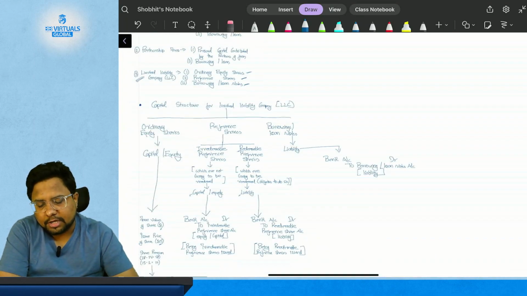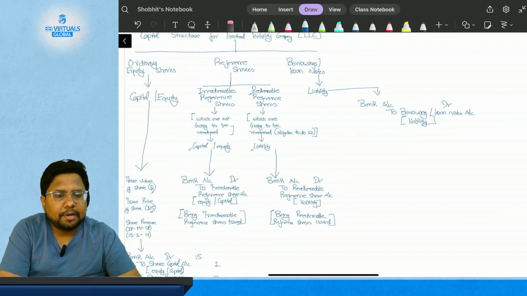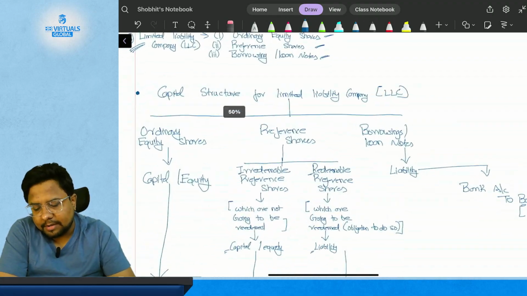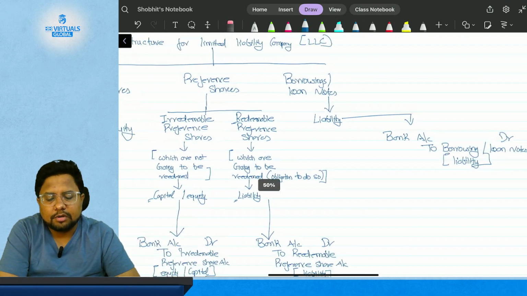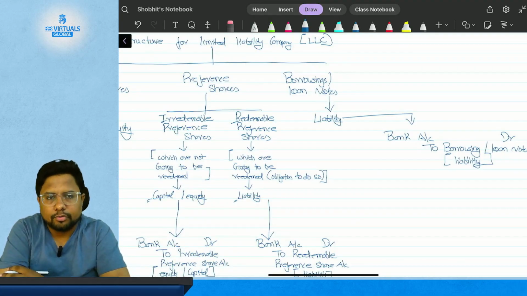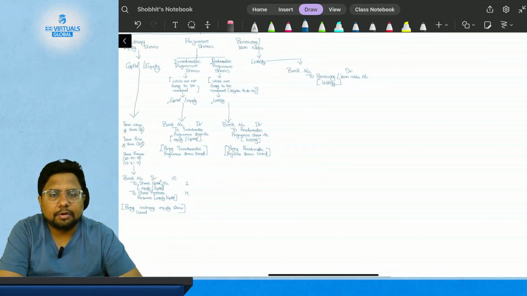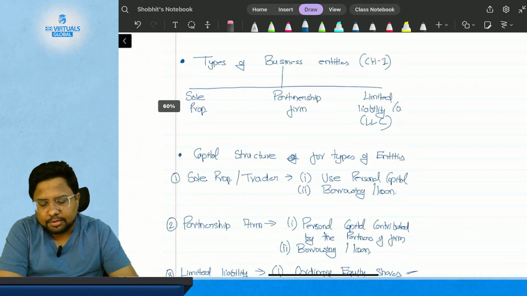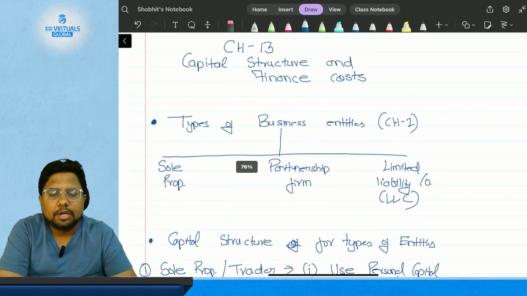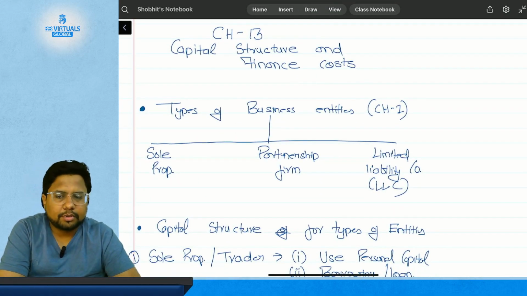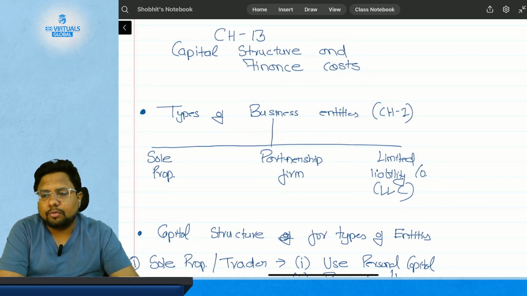Okay, so this is how we are going to record the different types of capital structure for the limited liability company: ordinary equity shares, preference shares, and borrowings or loan notes. These are the things we need to study in detail in chapter number 13. I am giving you 5 minutes to read this, then we will go to the concept from our main notes. I am putting the screen on full screen mode so you will be able to read it, then we'll go on the notes.